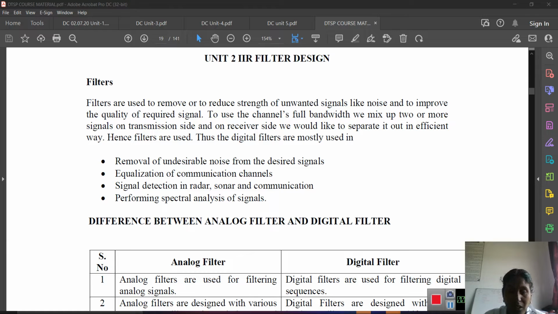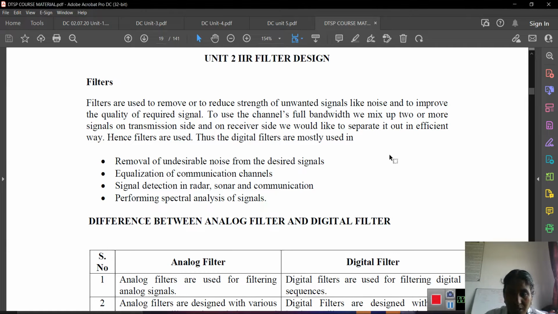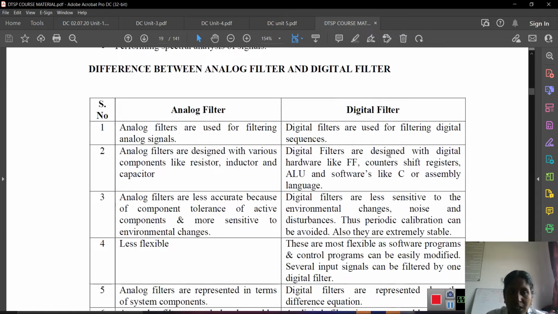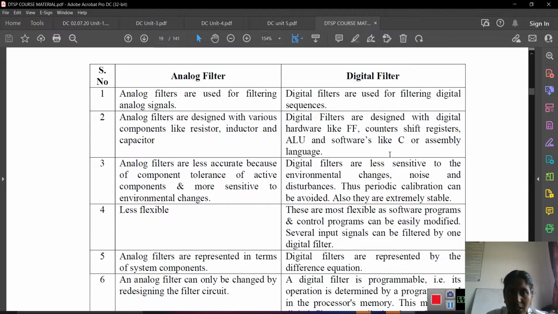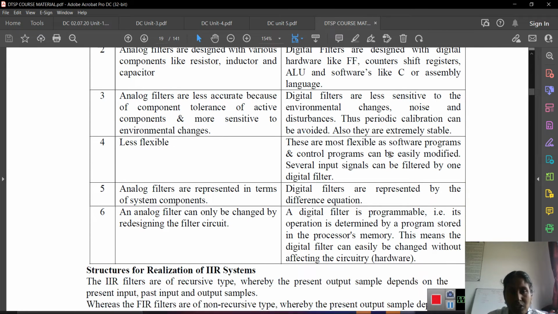Then the difference between analog filters and digital filters. Analog filters are used for filtering analog signals; digital filters are used for filtering digital sequences. Analog filters are designed with components like resistors, inductors and capacitors. Digital filters are designed with digital hardware like flip-flops, counters, shift registers, ALU and software like C or assembly language. Analog filters are less accurate because of component tolerance, whereas digital filters are less sensitive to environmental changes.